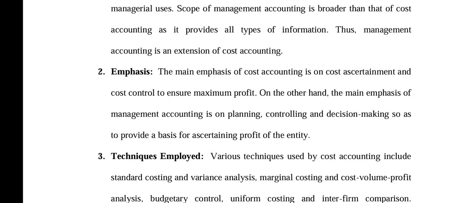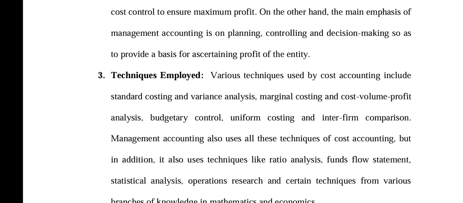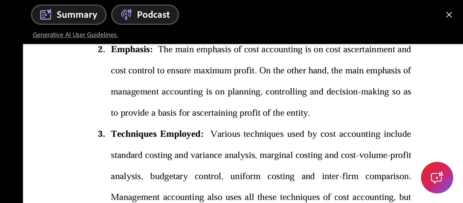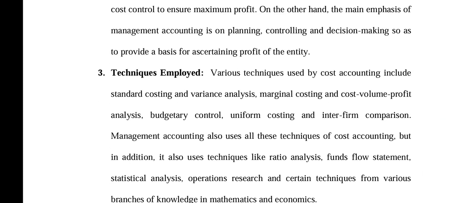Then emphasis, we can read through that. Techniques that are being employed. The techniques employed in cost accounting are a little bit different from those of management accounting. Various techniques used by cost accounting include what? Standard costing and variance analysis, marginal costing, cost volume analysis, budgetary control, uniform costing, and interfirm comparison. So these are some of the techniques that are being used in cost accounting.